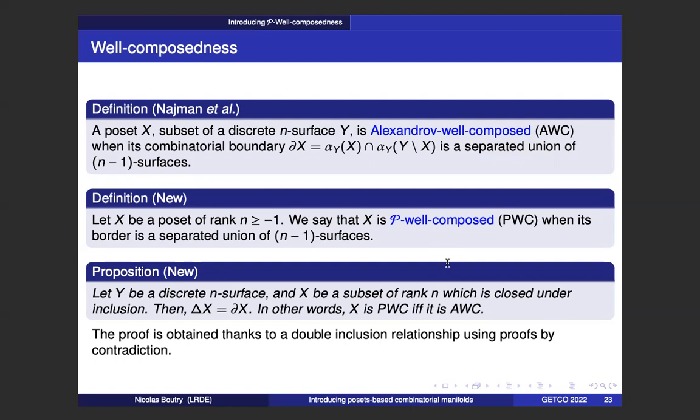The proposition which follows from this is that if you take Y a discrete surface and you take X a subset of this surface, you can prove that the border that I defined before is equal to the combinatorial boundary that is used in mathematical morphology. So Alexandrov-well-composedness is equivalent to P-well-composedness in this context.